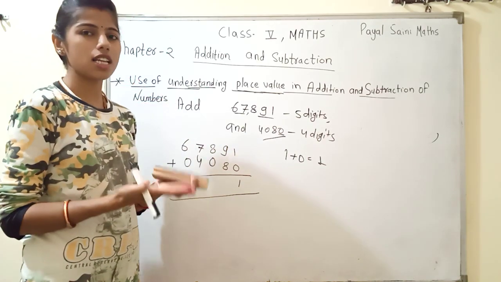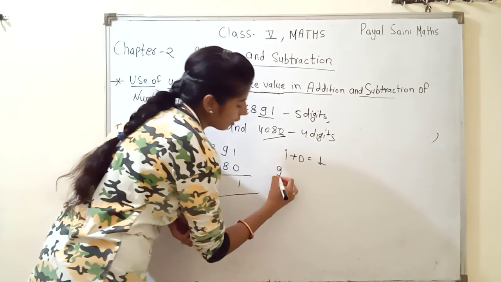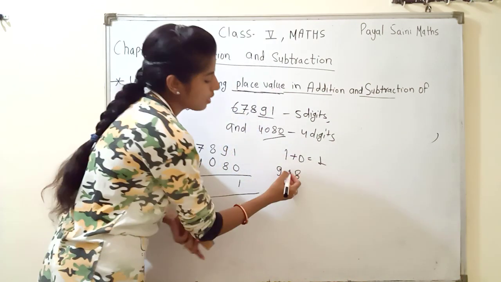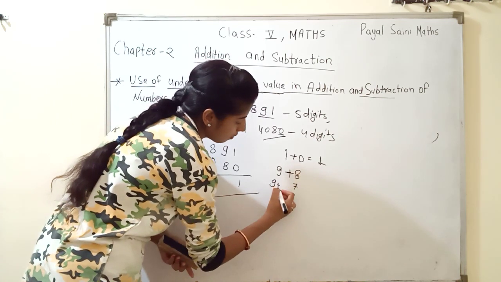But in 5th class, we don't count by fingers. Now we understand it here. Look here: 9 plus 8. If I add 1 here, then here is 7, and 9 plus 1.